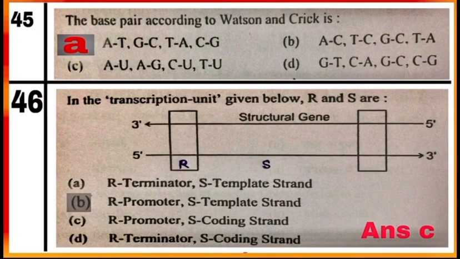Question 45. The base pair according to Watson and Crick is? According to Watson and Crick, adenine always combined with thymine, guanine always combined with cytosine. So, here mark A as a correct answer. A matches with T, G with C, T with A and C with G.